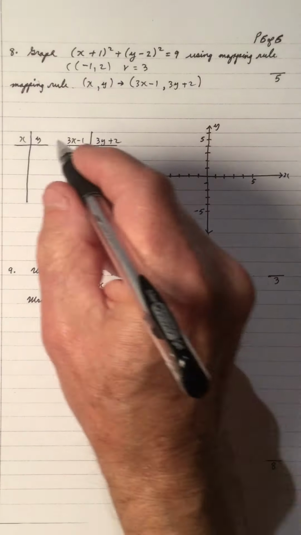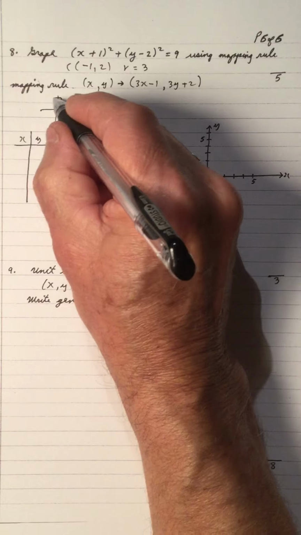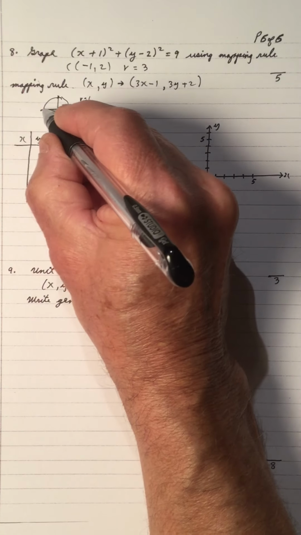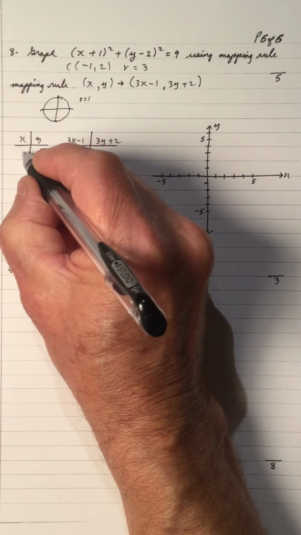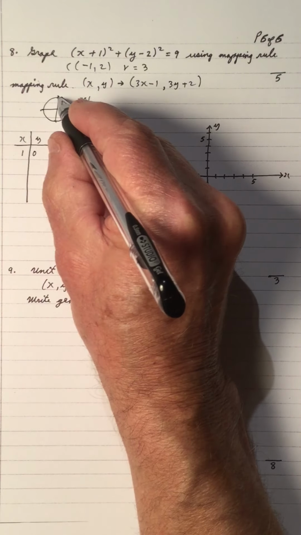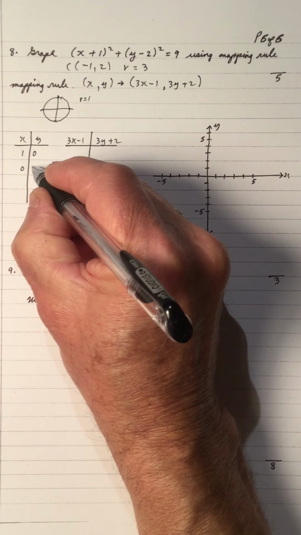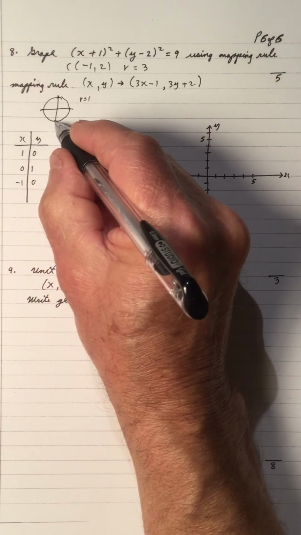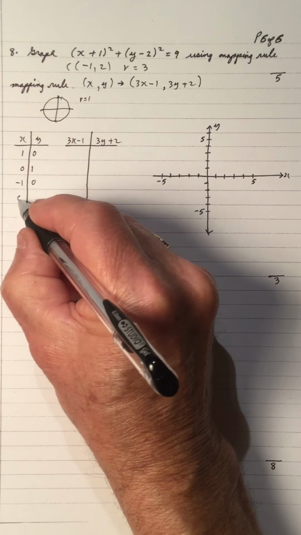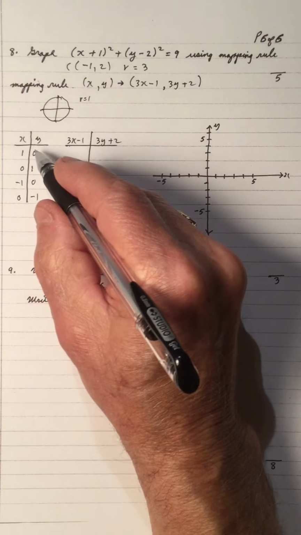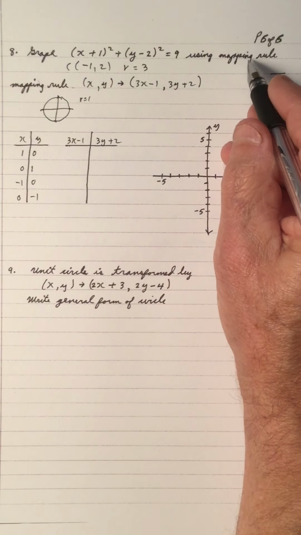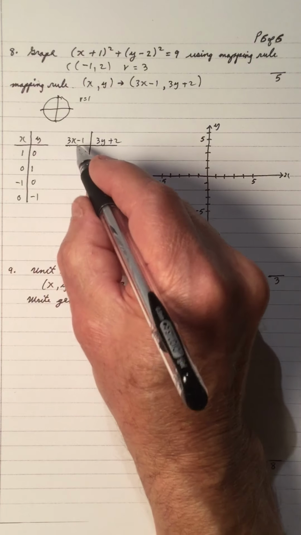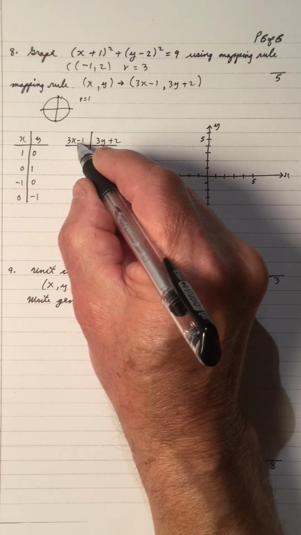So, from the unit circle, which has a radius of 1, going around picking up these points here, this point is 1, 0. This point is 0, 1. This point is -1, 0. This point here is 0, -1. Because we're graphing with the mapping rule, we're filling out the table of values, so we take these ordered pairs and sub them into these expressions.